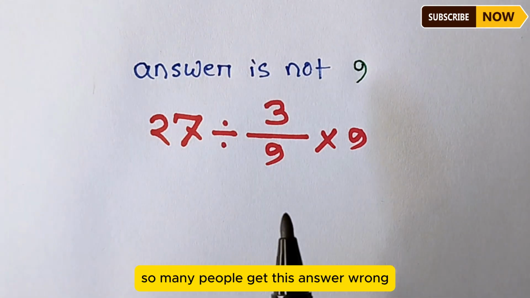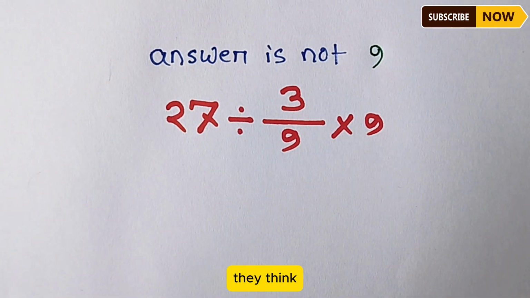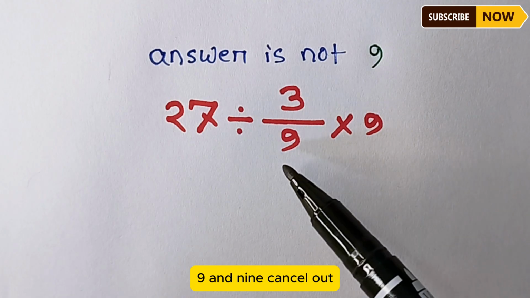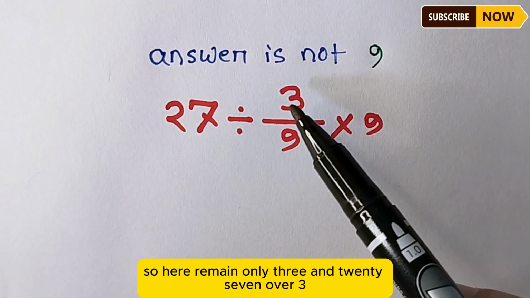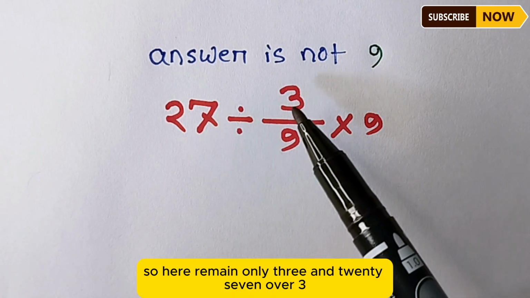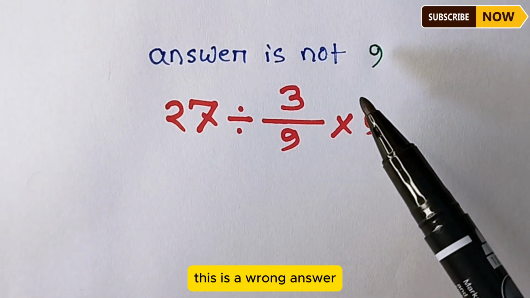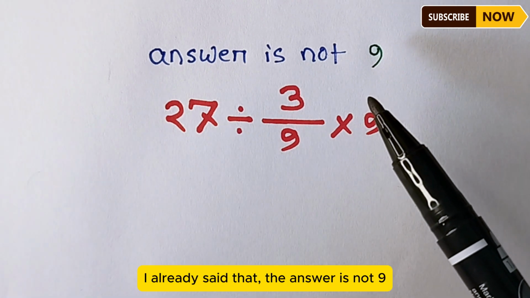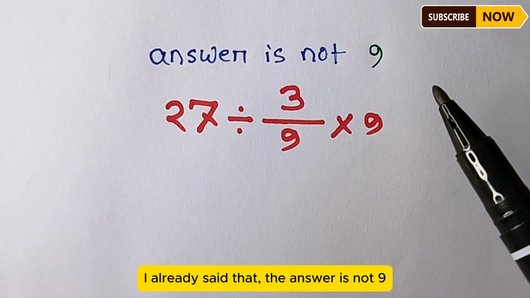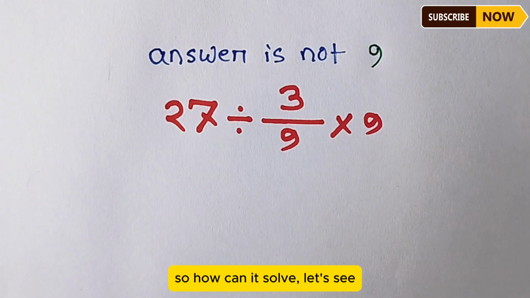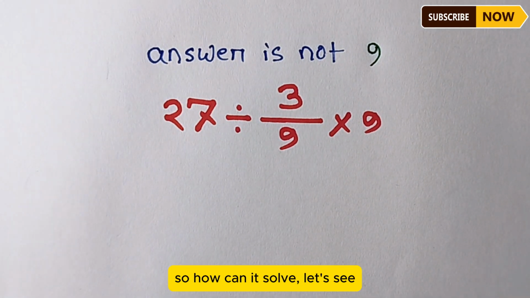So many people get this answer wrong. They think the 9 and 9 cancel out, so only 3 and 27 over 3 remain, which means 9. This is a wrong answer. I already said that the answer is not 9. So how can we solve it? Let's see.